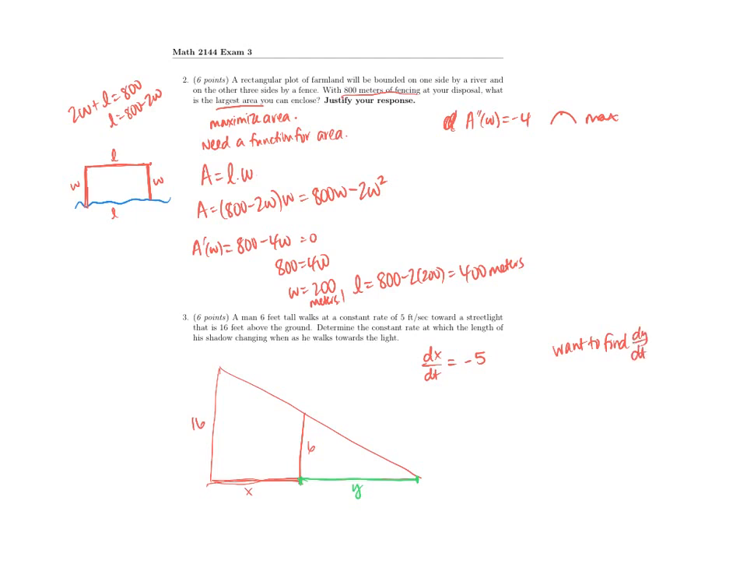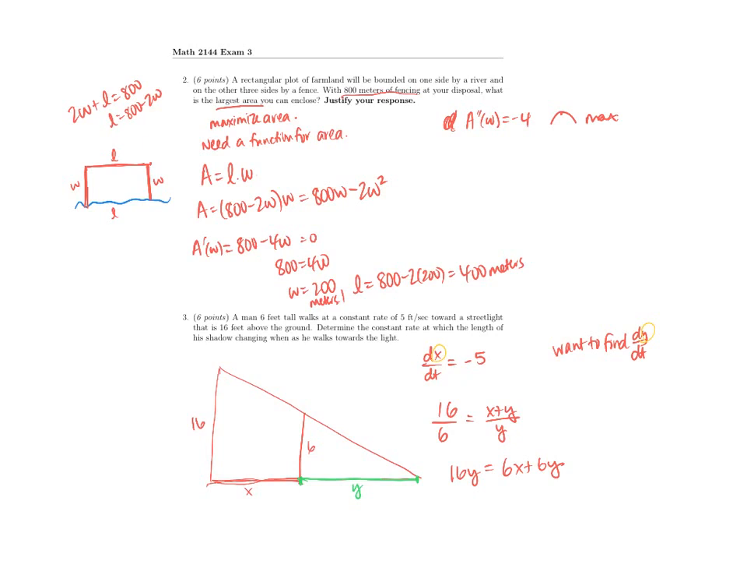So if I have dx/dt and I want to find dy/dt, I'm going to start by making a relationship between x and y, and then I'm going to take the derivative of that with respect to t. So what's the way I can relate x and y? Well, I can notice that I have some similar triangles going on. That 16 divided by 6 should be equal to x plus y divided by y. Or in other words, 16y should be equal to 6x plus 6y.